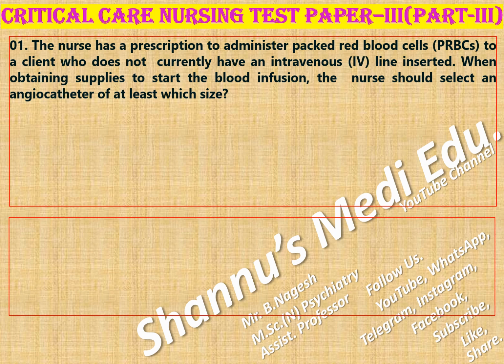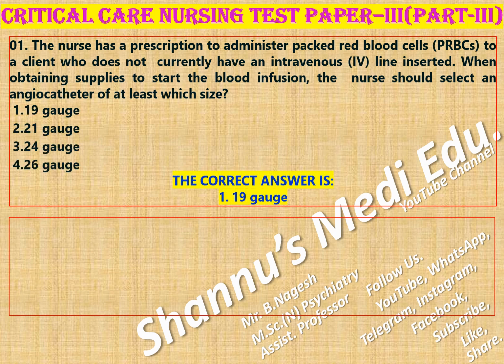Question number 1. The nurse has a prescription to administer packed red blood cells (PRBCs) to a client who does not currently have an intravenous line inserted. When obtaining supplies to start the blood infusion, the nurse should select an angiocatheter of at least which size? The correct answer is 19 gauge.